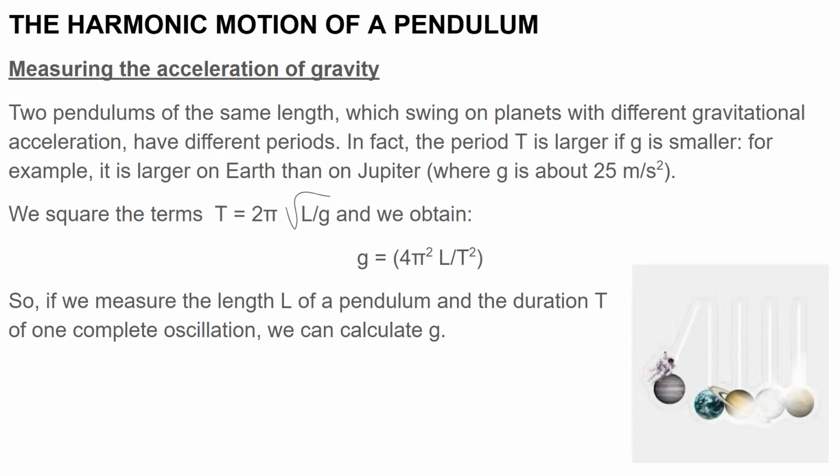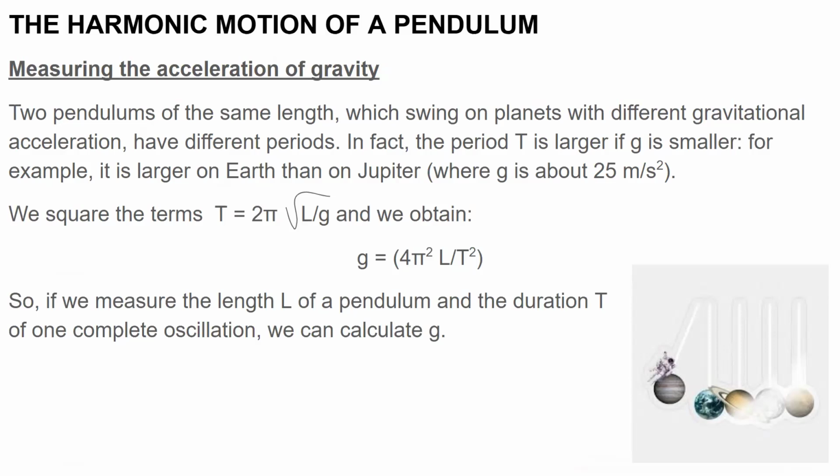Two pendulums of the same length have different periods if they swing on planets with different gravitational acceleration. In fact, the period T is larger if g is smaller. For example, it is larger on Earth than on Jupiter. On Jupiter, the gravity acceleration is about 25 meters per second squared.